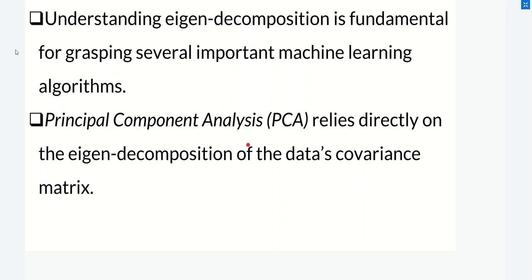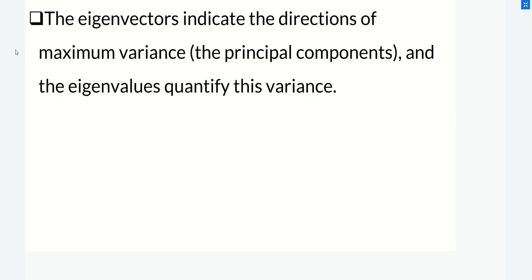All right. So the PCA relies directly on eigen decomposition of the data covariance matrix, and we'll talk about this next week. So now that you understand the concept of this, we will use this eigen decomposition in our PCA, which some of you said is the project that you are going to work on. So next week you will see that.